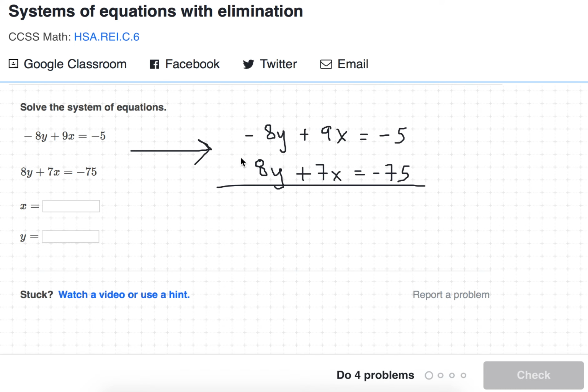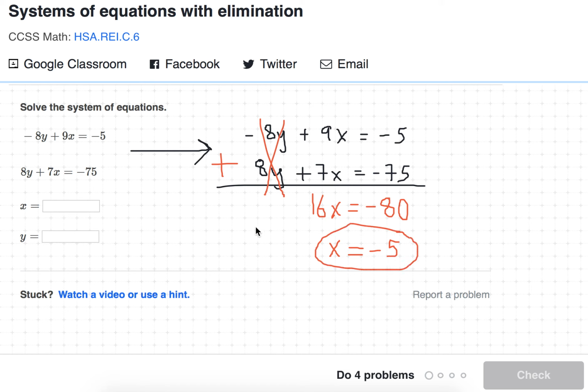We're going to add the left side of the top equation to the left side of the bottom equation. And what's going to happen when we do that, because this is negative 8 and this is positive 8, they're going to cancel out. Negative 8y plus 8y is 0y, and we don't need to write that 0y. So we're just going to add the x's. We get 16x, and then over here we get negative 80. And now we can divide both sides by 16 and find that the value of x equals negative 5.